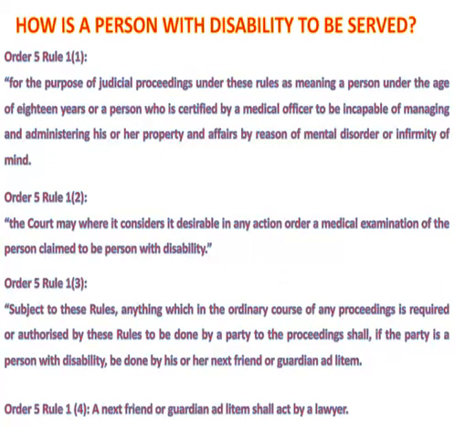So Order 5 Rule 1, Sub Rule 1, it reads as follows. For the purpose of judicial proceedings under these rules, a person with disability means a person under the age of 18 years or a person who is certified by a medical officer to be incapable of managing and administering his or her property and affairs by reason of mental disorder or infirmity of mind. For the purpose of judicial proceedings, we are describing a person with disability as a person under the age of 18 years or a person who is certified by a medical officer to be incapable of managing and administering his or her property and affairs by reason of mental disorder or infirmity of mind.